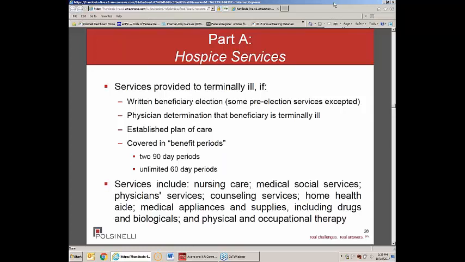Hospice includes nursing care, social services, physician services, counseling. You can get a home health aide, appliances and supplies, drugs and biologicals, and therapy services. Hospice providers are paid a daily rate per patient, regardless of the amount of services performed in a day. So there are some days that you will come out ahead on that, and some days that you'll be behind. But hopefully, on average, you're paid appropriately for that care.